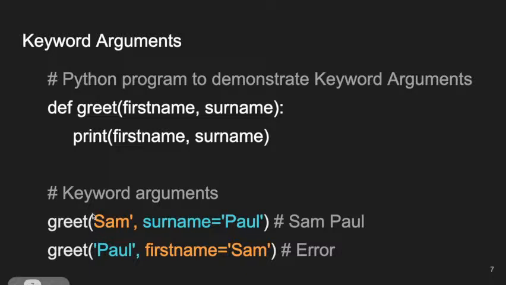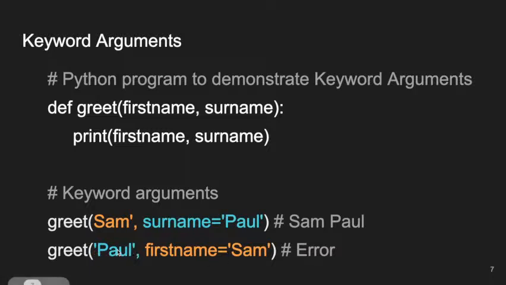So I'll have to correct this. There's supposed to be a quotation here. So when you pass Sam and then surname equals Paul, you should still get the same type of greeting. But you see here you get an error, because if you pass it like this, this is first name and you're also assigning first name again, right? So it will give you an error.